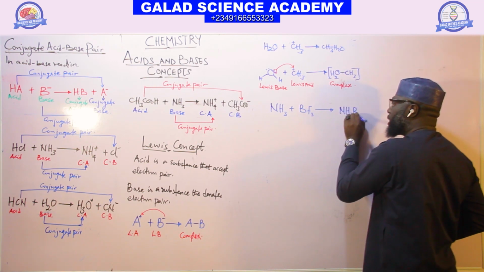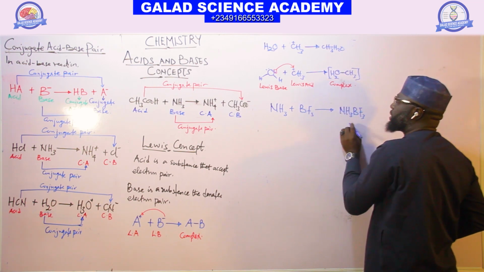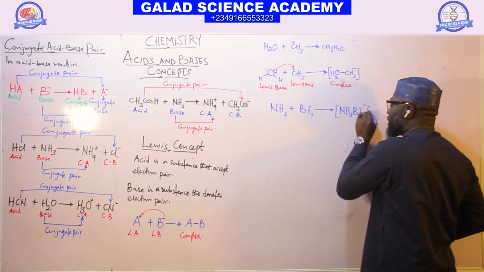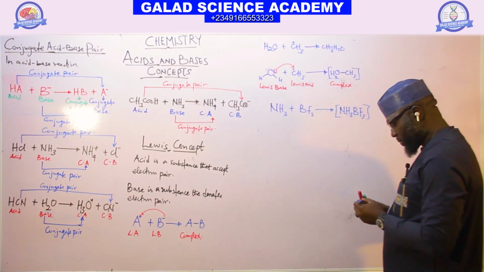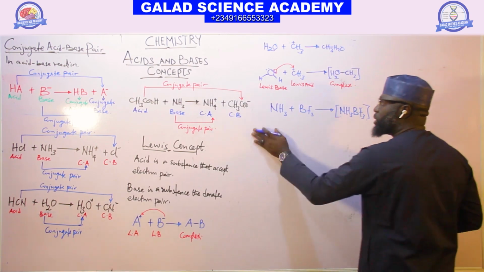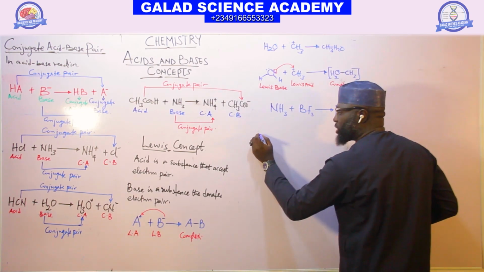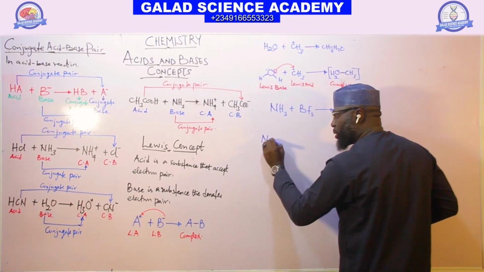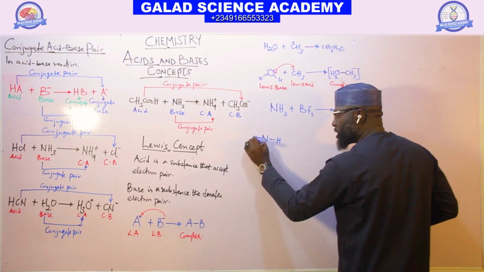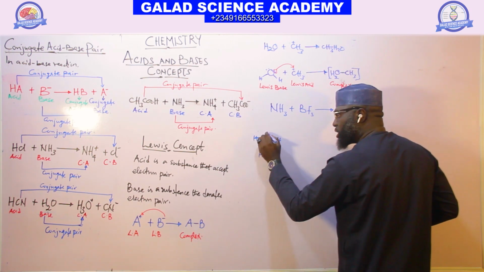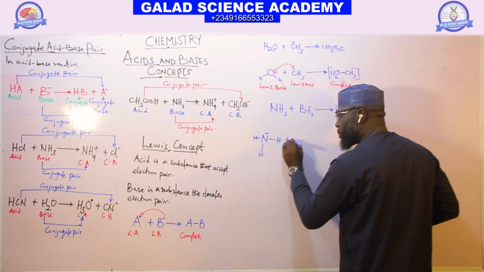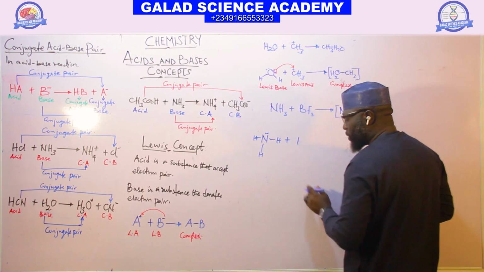NH3 and BF3. This compound formed here is also a complex. And this will be the reaction. Ammonia is NH3 with a lone pair, plus BF3.